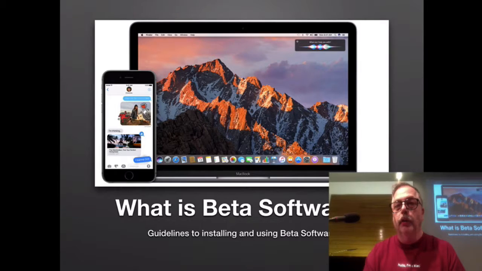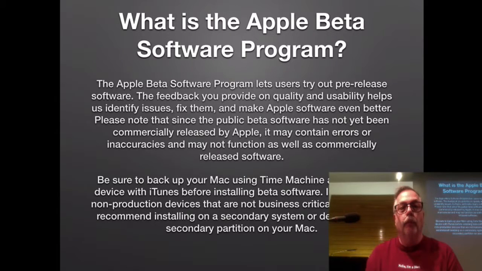What you see up on the screen is directly from the Apple website related to the beta program. As it says, the Apple Beta Software Program lets users try out pre-release software. Pre-release being the key word. The feedback you provide on quality and usability helps us identify issues, fix them, and make Apple software even better. Please note that since the public beta software has not been commercially released by Apple, it may contain errors or inaccuracies and may not function as well as commercially released software. They are telling you right up front, it's broken. So if you view it that way, your experience with beta software is great because you're going to be able to find the bugs and you'll be able to even let Apple know about this.